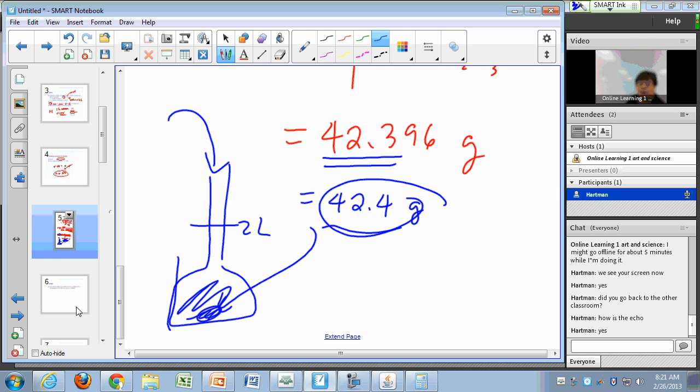Figure out how many moles you need, figure out how many grams you have to weigh out for the solid, and then weigh out the solid, and then add enough solvent, add enough water to bring it up to your desired volume.